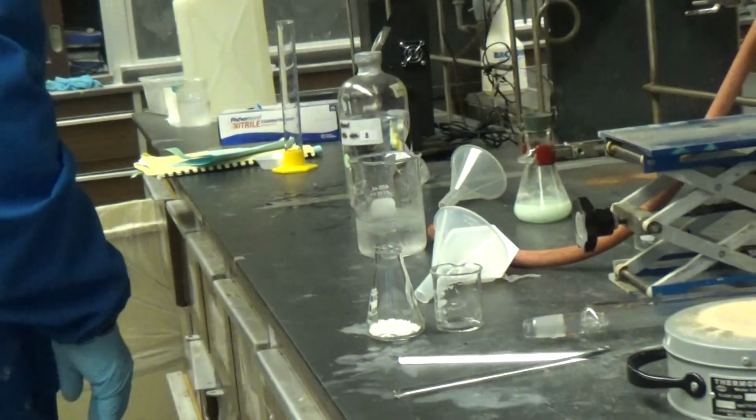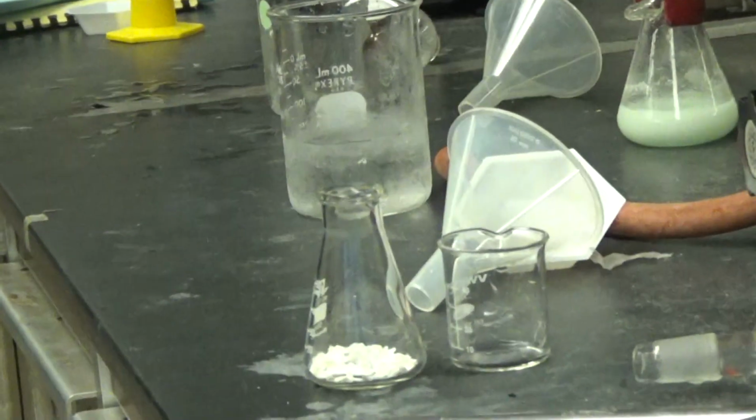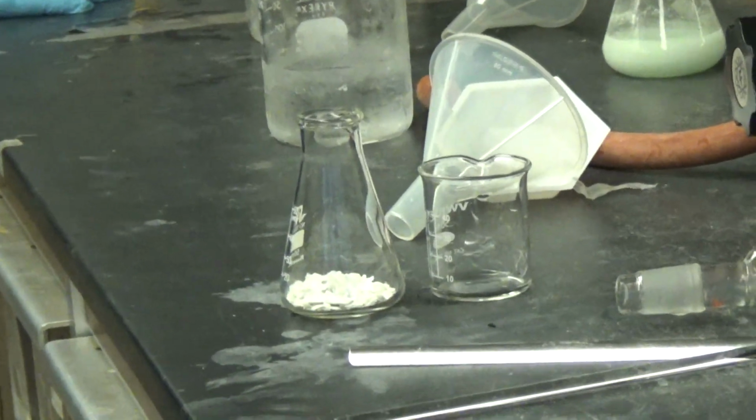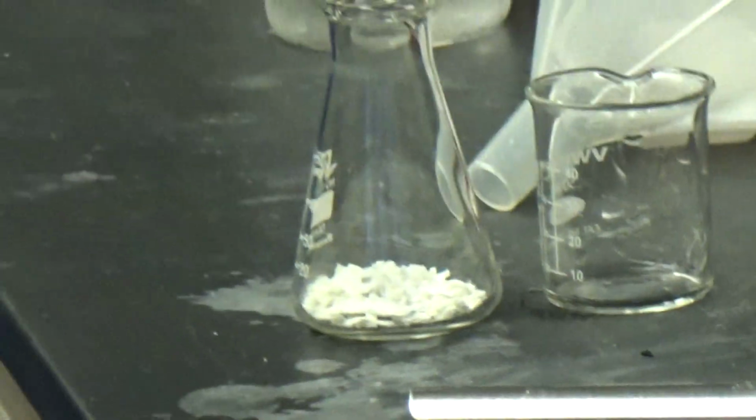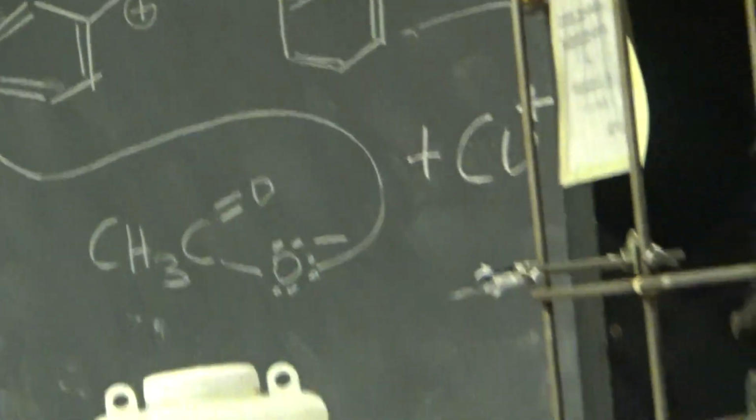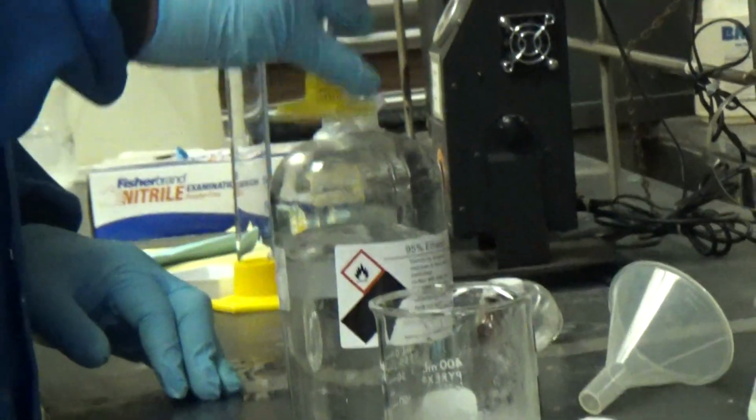So I will get a small beaker. So you're getting about 10 mils? About 10 mils of ethanol.